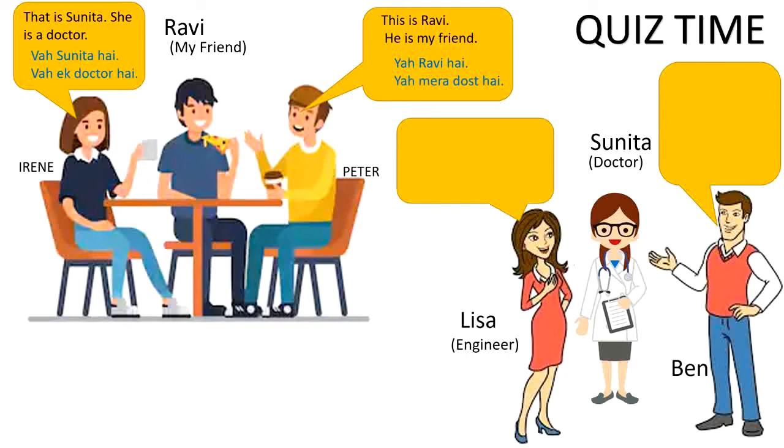Next, what Ben is saying to Lisa about Sunita. Speak in Hindi. Did you get this one right?